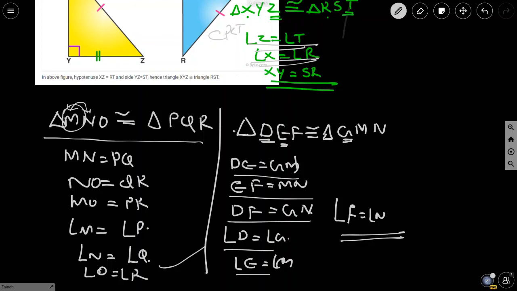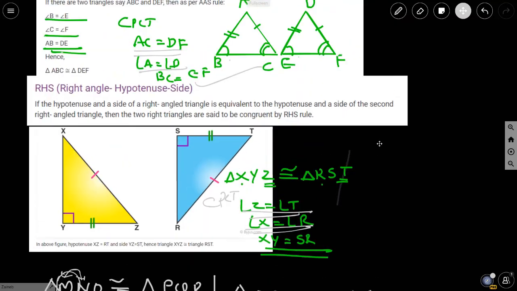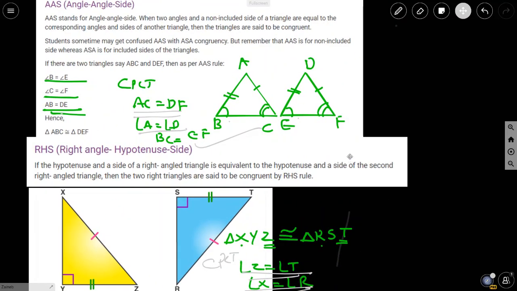So this is the introduction part of criteria: how to name the triangle, what is CPCT, what is criteria, the 5 criteria we learned. So I'll upload the next exercise problems in the next video. So everyone go through this and learn what is congruence and what are the criteria of congruency. Thank you for watching.